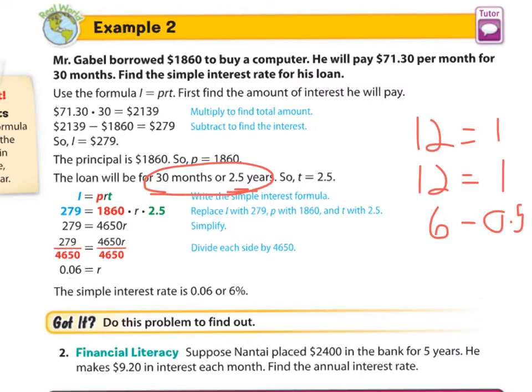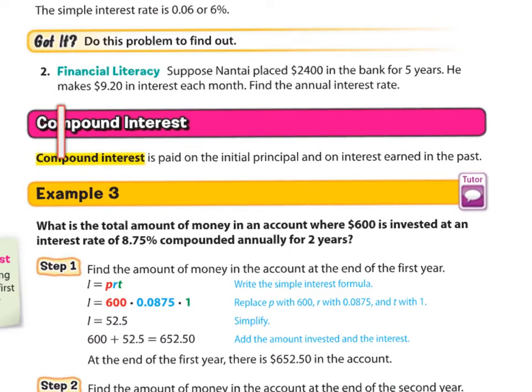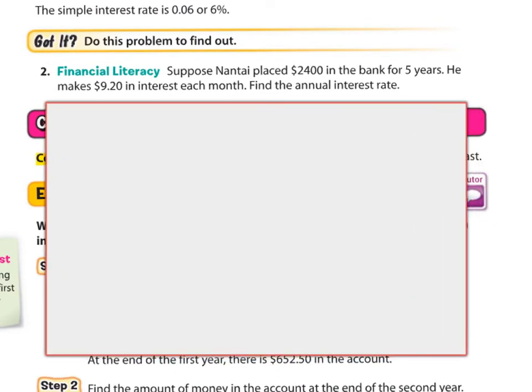Okay, let's look at the word problem together and try to solve it. Suppose Nantai placed $2,400 in the bank for 5 years. He makes $9.20 in interest each month. Find the annual interest rate. Okay, so go ahead, try this on your own. Pause now. Remember to look at the example above if you need help.